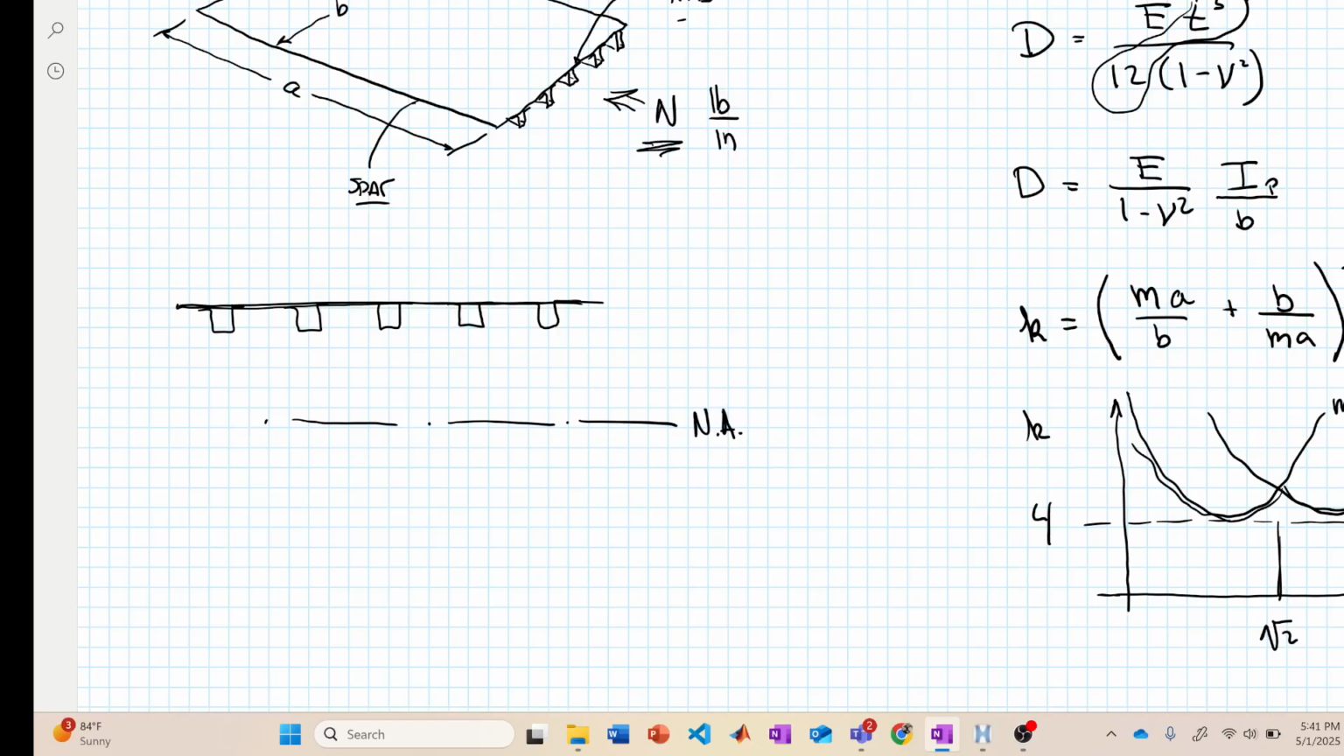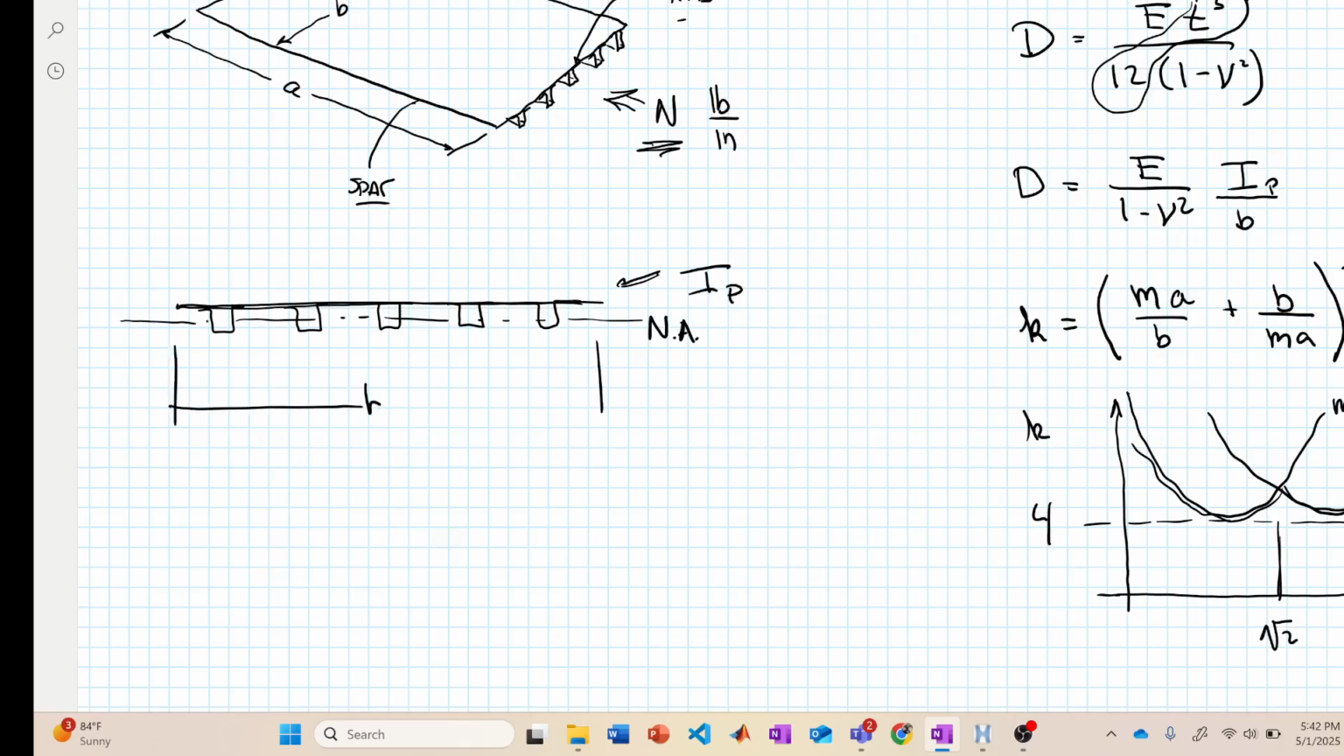Oh yeah, you know what? Let me just take a little pause. Let me emphasize it again. So when we're talking about I of the plate, we want to find I of this system here, okay? Where this is the neutral axis of the system of the top skin and the stringers, forgetting about the rest of the wing. That's what we want, okay? And this distance here is B.